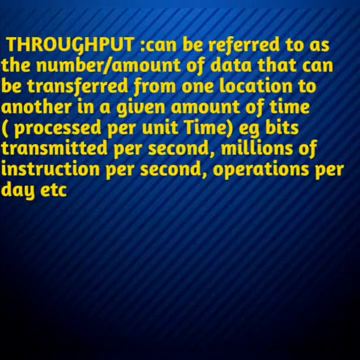Throughput. What is throughput? Throughput can be referred to as the amount of data that can be transferred from one location to another in a given amount of time. Now, the amount of data that is transferred from one system to another in a given amount of time is the throughput, and this is measured per unit time. For example, you can say bits transmitted per second, millions of transactions per second, operations per day.